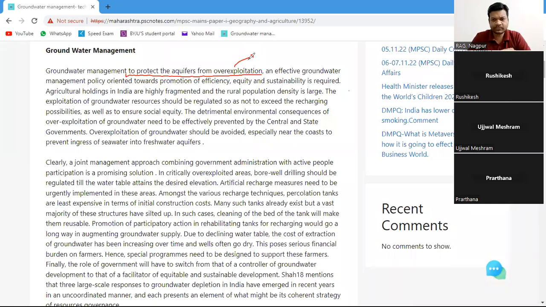Earlier you might have seen, if you have individual homes, there used to be a dug well. Now, what is this dug well? A smaller well, usually of a depth of 40 to 50 feet, and it used to have water, and there used to be a pulley so that you can pull out the water.